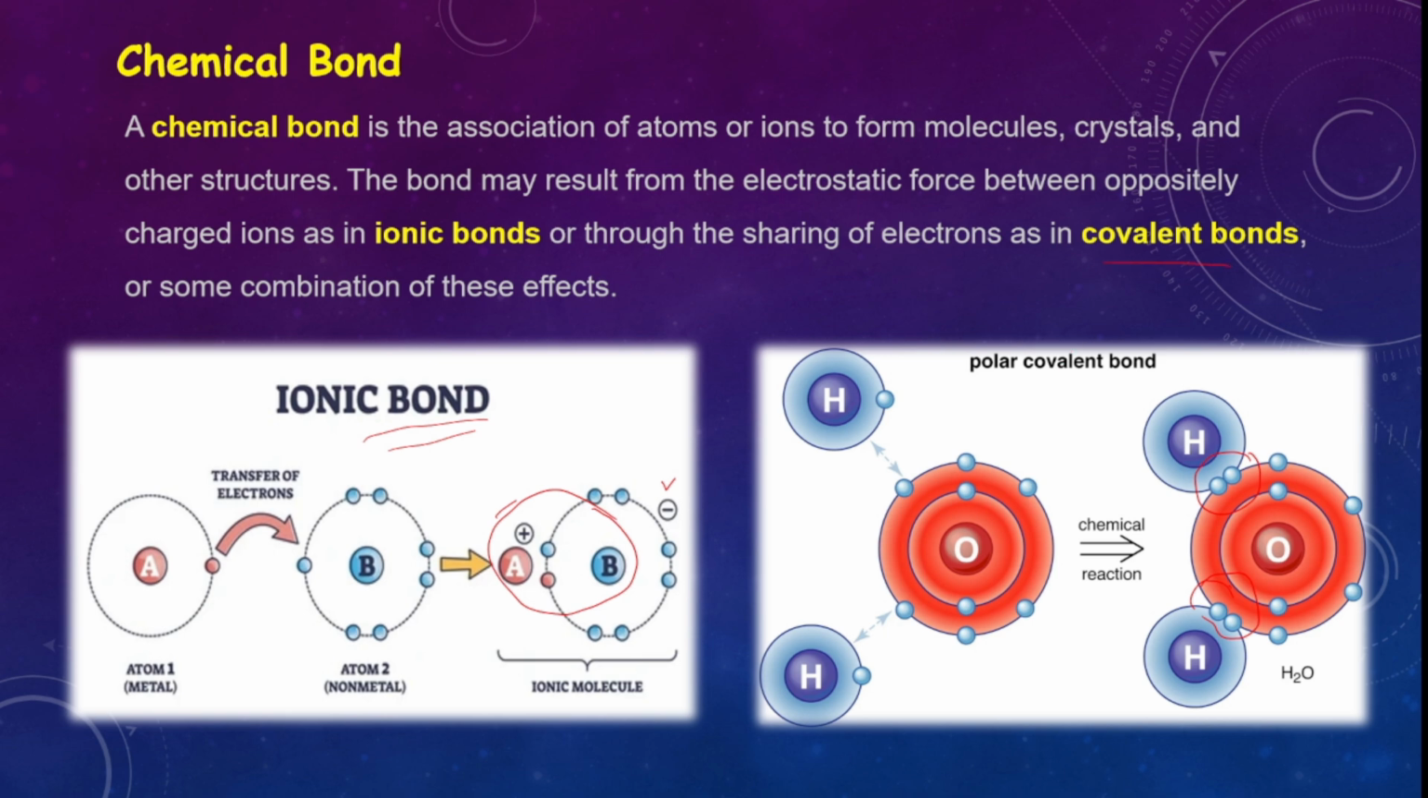So ionic bonds, covalent bonds. Covalent bonds: no gaining or losing of electrons, but sharing of electrons. Ionic bonds involve losing or gaining of electrons. So this is the chemical bond, and the rest we will study in the next video.